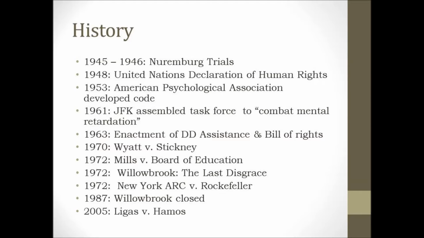The treatment of people with developmental or intellectual disabilities began to garner more attention during the Kennedy administration. Rosemary Kennedy, the oldest sister in the Kennedy family, was said to have some mild intellectual disabilities until age 23, when she was given a frontal lobotomy that left her completely incapacitated. In 1961, JFK established a task force to focus on what at the time was called mental retardation. In 1963, the DD Assistance and Bill of Rights Act was enacted.